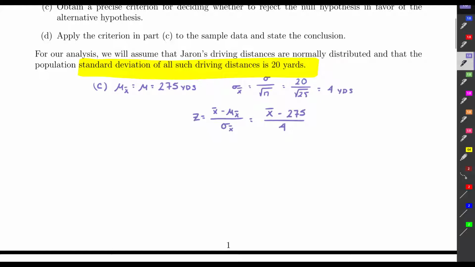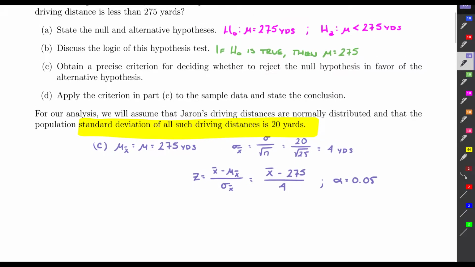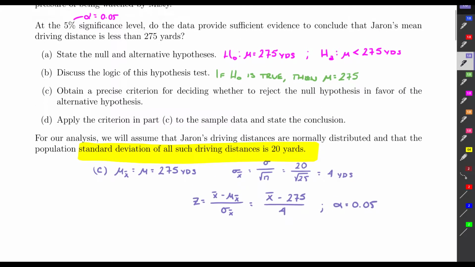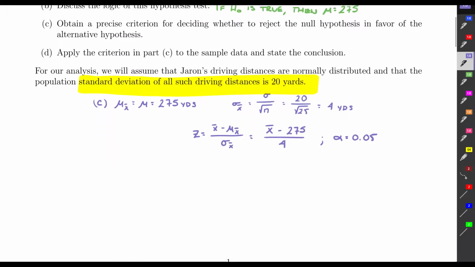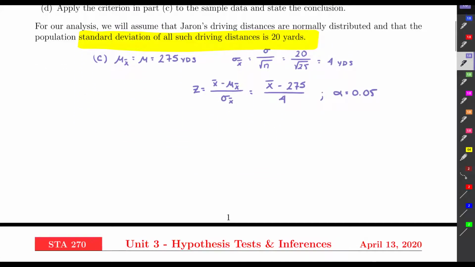One other thing that we have to look at is that our alpha is 0.05. That's our significance level. That was given to us in the problem right here, at the 5% significance level. Alpha is 0.05. So what that means is we need to look at the z-table and find the corresponding z-score that gives us an area of 0.05.